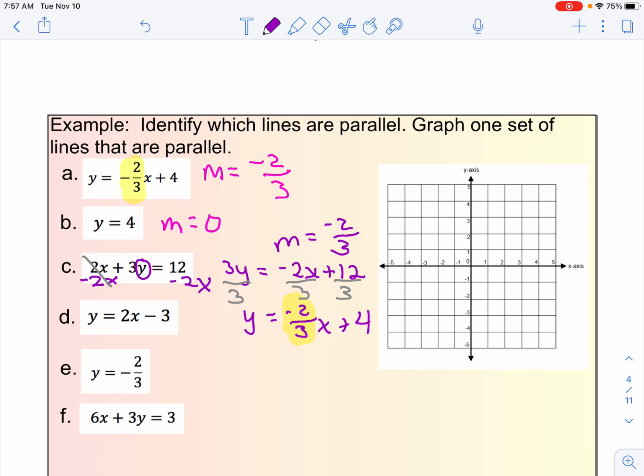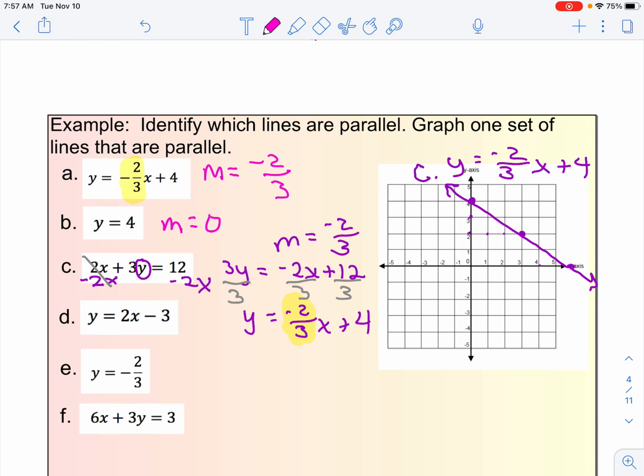We need to graph one of the sets of lines that are parallel. So if I graph letter C, I would start at the y-intercept of 4. So 1, 2, 3, 4 up here, and then I would go down 2 and to the right 3. Down 2, right 3. Sometimes you go off your graph. That's okay. So that is letter C, which is y equals -2/3 x plus 4.